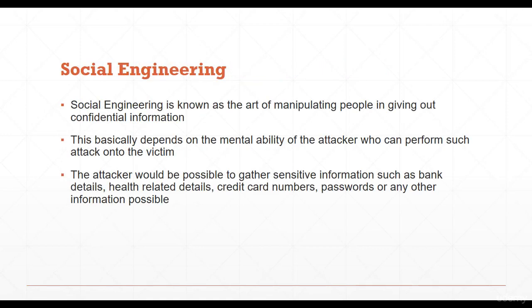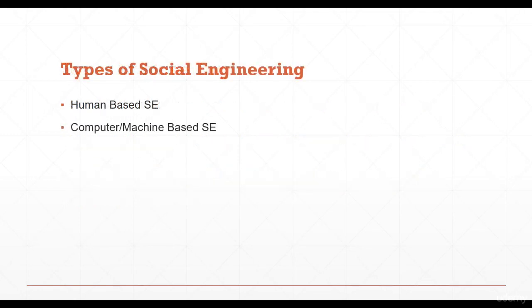So next, what we would get to know more about is social engineering. Social engineering is known as the art of manipulating people into giving out confidential information. This basically depends on the mental ability of the attacker who could perform such an attack on the victim. The attacker would be able to gather sensitive information such as bank details, health-related details, credit card numbers, passwords, or any other information possible. So what are the different types of social engineering?